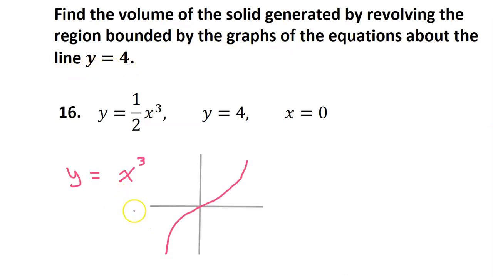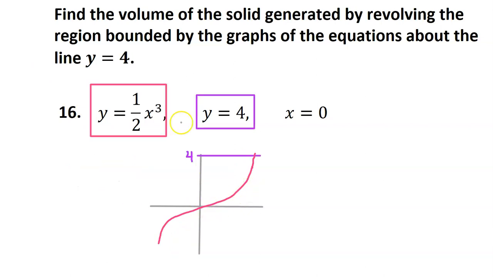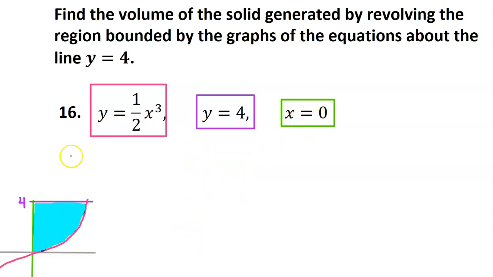Calculus requires us to know what all of the parent functions look like. So for example, we know that y equals x to the third power basically looks like this. Putting a 1/2 in front of it just flattens that out a little bit. The line y equals 4 is a horizontal line at 4. Of course, the line x equals 0 is just the y-axis.